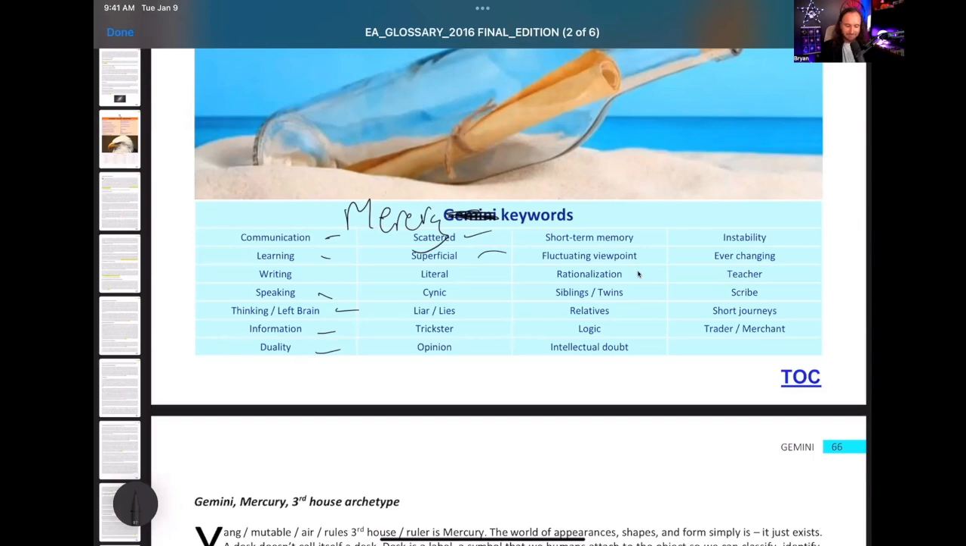Superficial, not my favorite keyword here. Literal for sure. You spelt that wrong. You used improper grammar. You know that's not the truth of how that's done. That's spelt this way. So there can be a literalness to the punctuation of life with Gemini, Mercury energy.